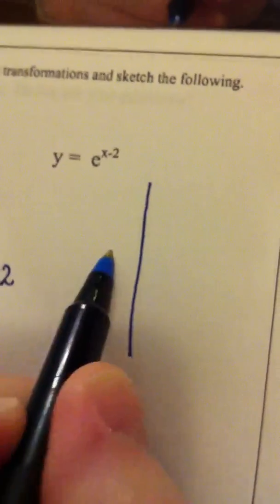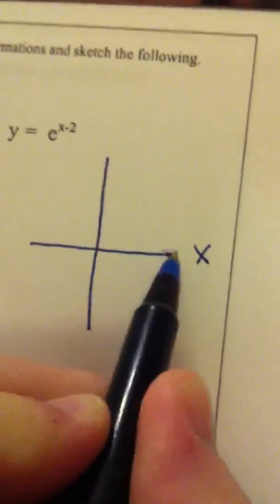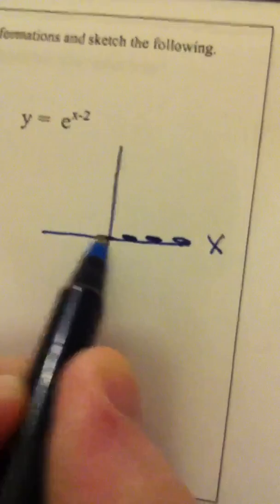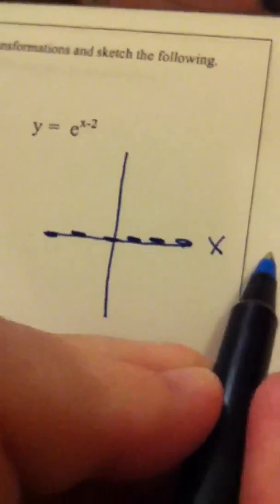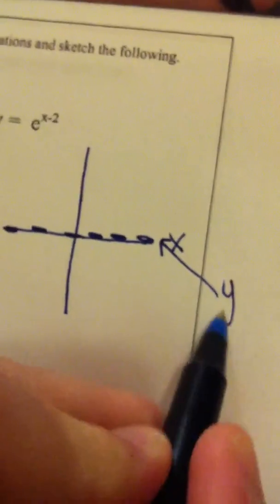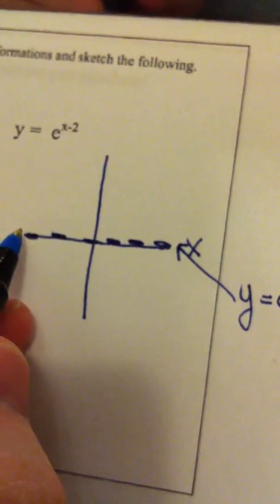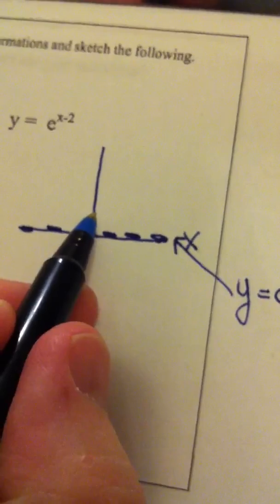So basically, your asymptote has not changed. Okay? So we still have the line, the x-axis, and the equation of that line would be y equals 0. Our asymptote is still the same. Now it used to cross here at 1.